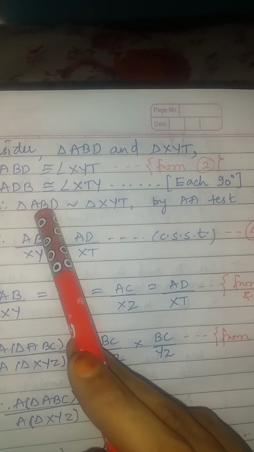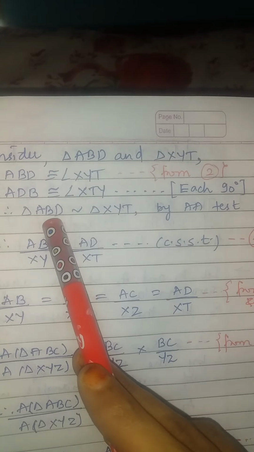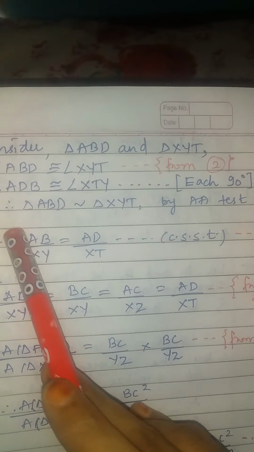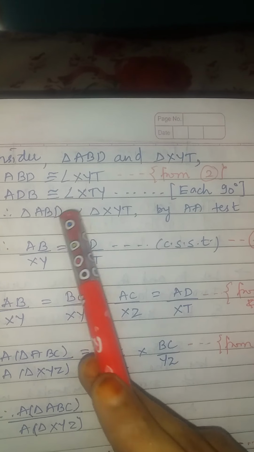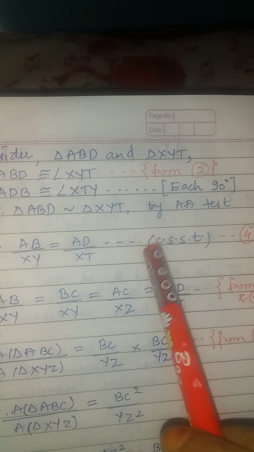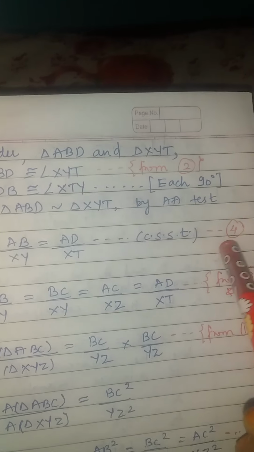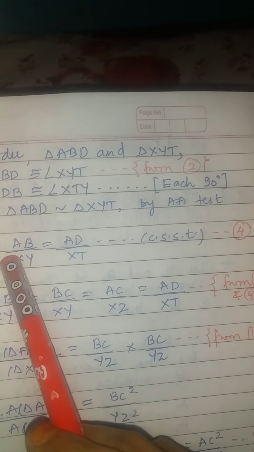Since we don't want the third ratio into consideration, we have skipped that ratio. So you will be needing only these two ratios. AB upon XY will be equal to AD upon XT by CSST, that is corresponding sides of similar triangles, taking this as equation number 4.